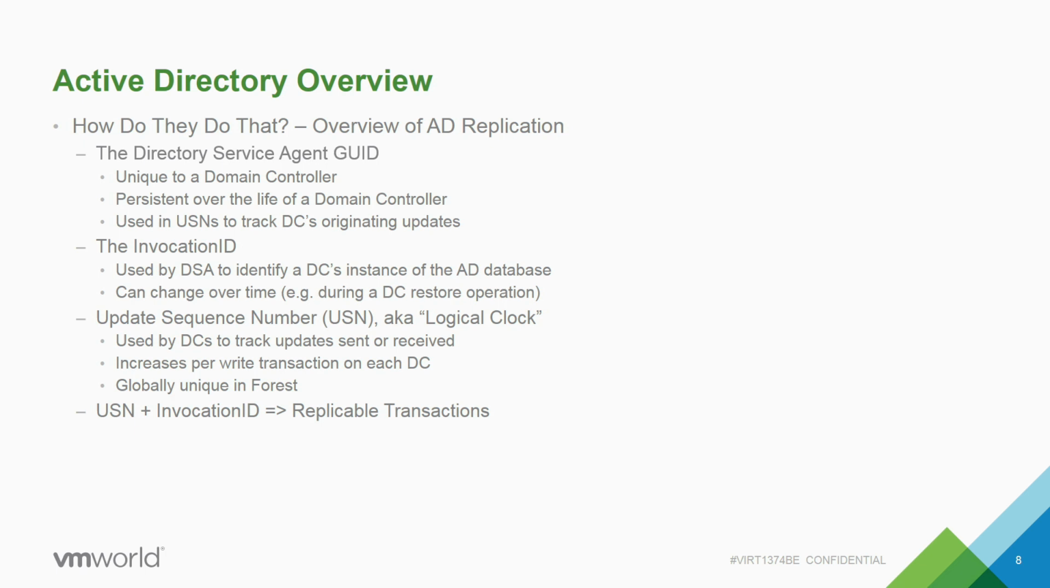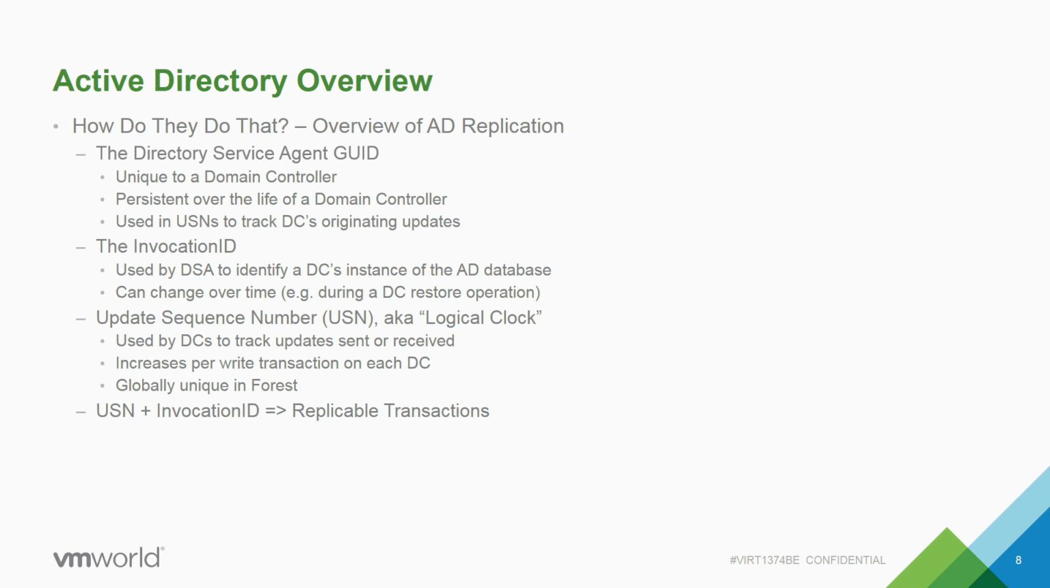The DSA GUID is used in the update sequence number to track a DC that originates a write. Okay, it's always attached to that DC. Then you have the invocation ID. The invocation ID is used by the DSA to identify the DC's instance of an Active Directory database copy. This can change over time. The invocation ID can change over time.